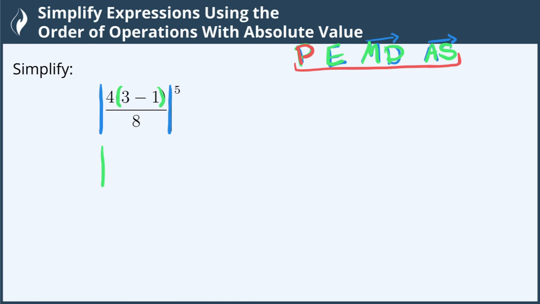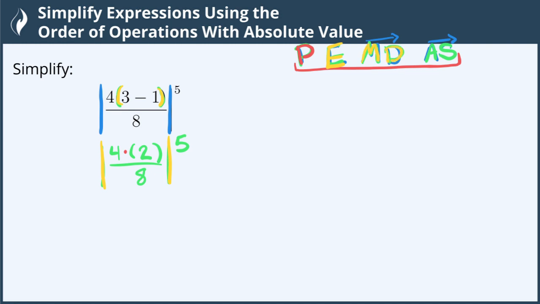So we'll copy everything else down and only evaluate what's inside the parentheses. 3 minus 1 is 2. And I'm going to keep the parentheses, not because I'm going to do anything further, but because it's indicating I'm multiplying between the 4 and the 2. Now I've finished the grouping of the parentheses inside the absolute values, I can move to the next step. Exponents. Inside the absolute value, I don't have any exponents, so I can move on to the next step.